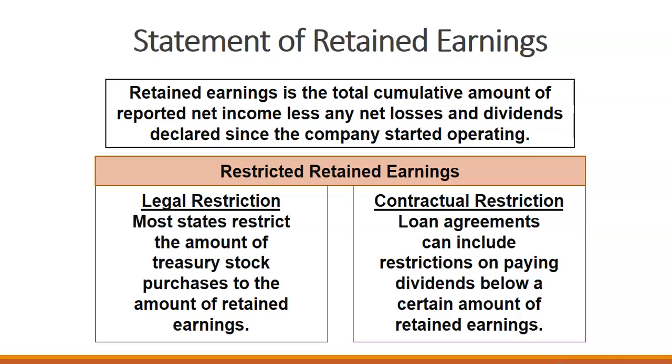We might also have a contractual restriction. So this is if we have some kind of legal agreement that says in order to have this agreement, we need to have a certain amount of retained earnings. This can restrict us from paying out dividends because we have to have the retained earnings to pay dividends.